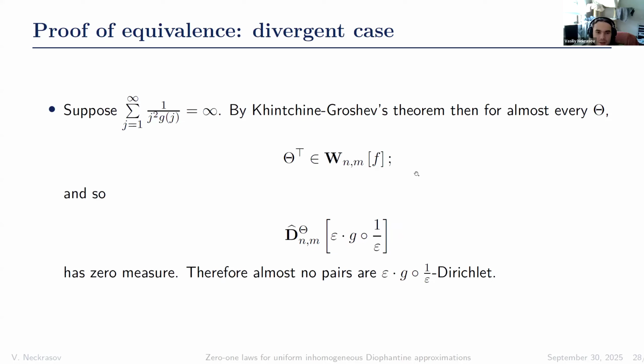Suppose that the series diverges. Then by the Khintchine-Groshev theorem, almost every transposed matrix is f-approximable. If it is f-approximable, we apply the inhomogeneous Davenport-Schmidt theorem, the twisted Davenport-Schmidt theorem, and show that in almost all sections, the measure of this slice will be equal to 0. If the measure of this slice is equal to 0, then again, by Fubini, the measure of pairs is also 0. Therefore, almost no pairs are G-Dirichlet.